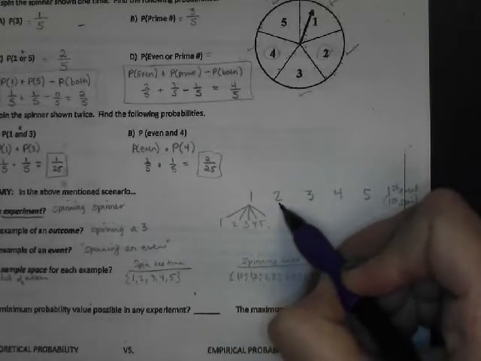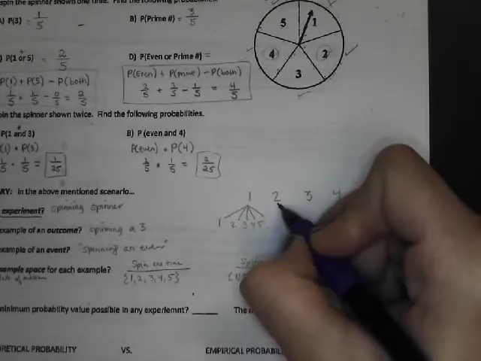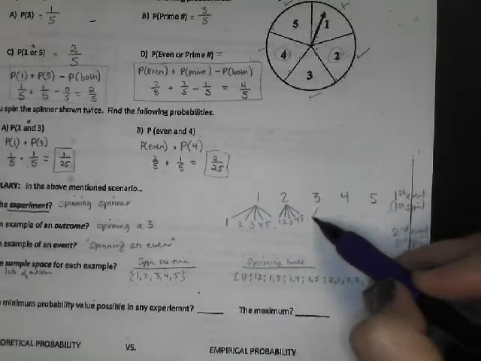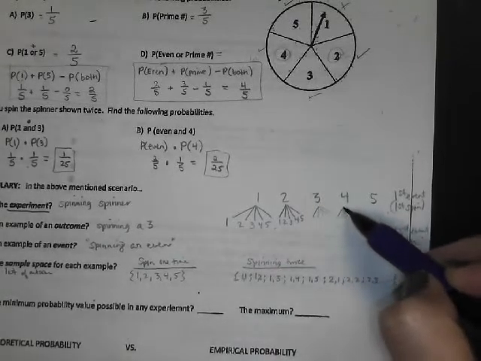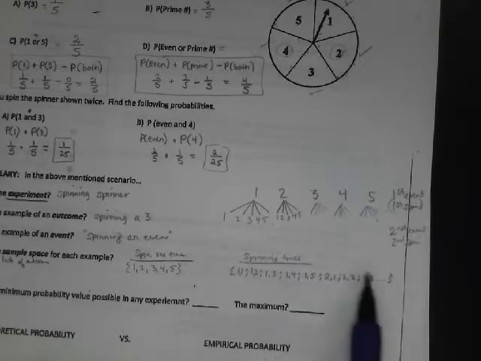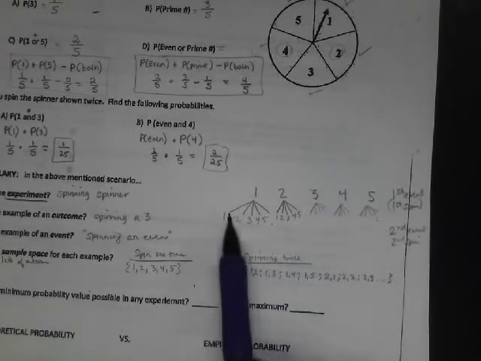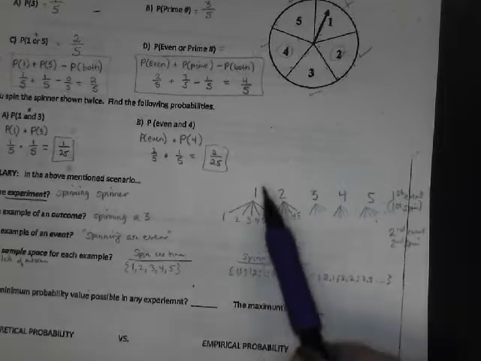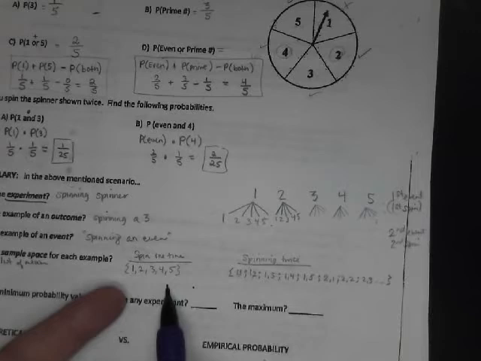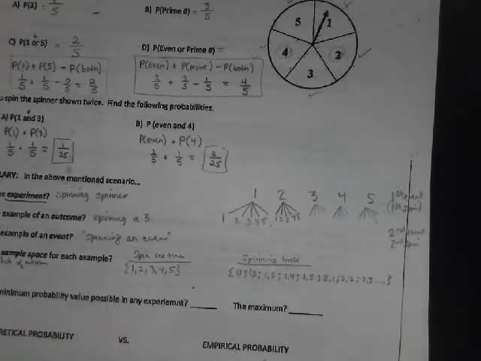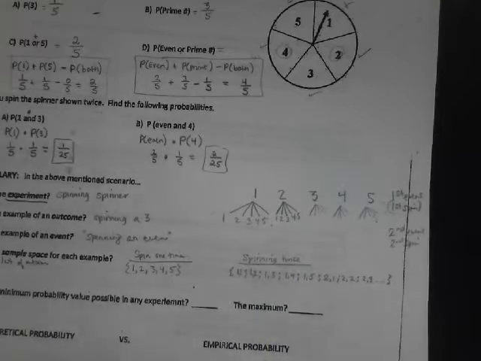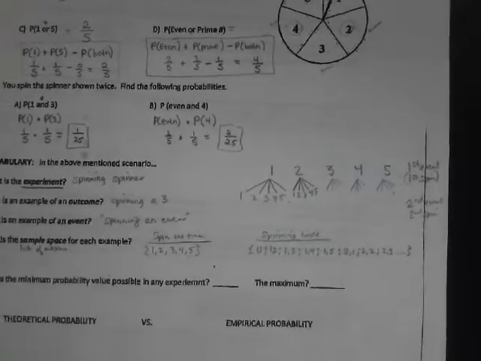If you spun a 2 the first time, second time you again might spin a 1, 2, 3, 4, and 5. And so each of these would have still 5 branches on them. So the total number of items in this list, if we were to keep going, would be 5 times 5, because there's 5 branches under each of those 5. So there's 25 different outcomes in this list. Very different than the number of outcomes if you're only spinning once. If you're spinning once, you have 5 outcomes. If you're spinning twice, there's 25 possible outcomes. Okay?